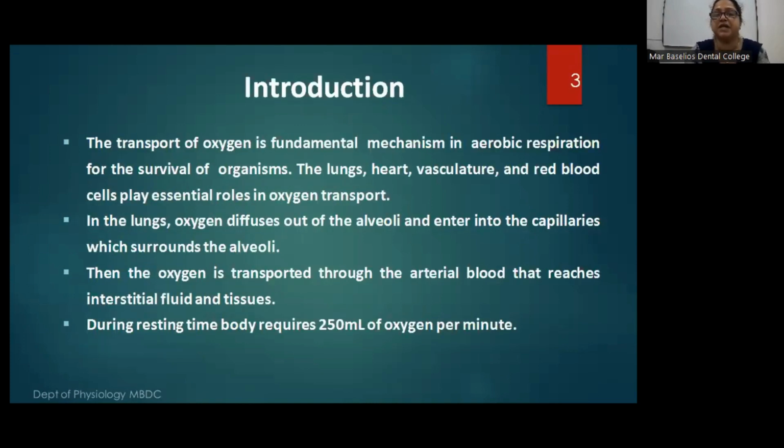Introduction. The transport of oxygen is the fundamental mechanism in aerobic respiration for the survival of the organisms. In the lungs, heart, vasculature, and red blood cells play an essential role in oxygen transport. In the lungs, oxygen diffuses out of the alveoli and enters into the capillaries which surround the alveoli. Then the oxygen is transported through the arterial blood that reaches the interstitial fluid and then the tissues. During resting time, our body requires 250 ml of oxygen per minute.